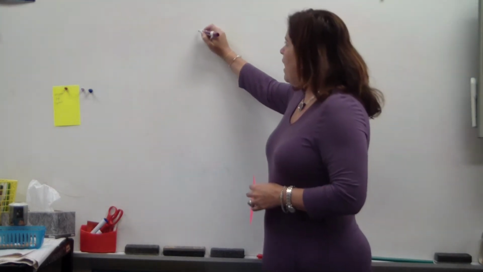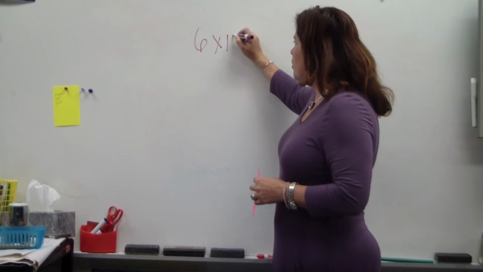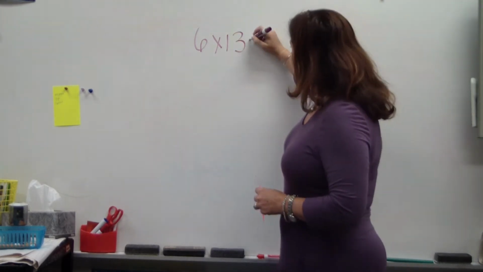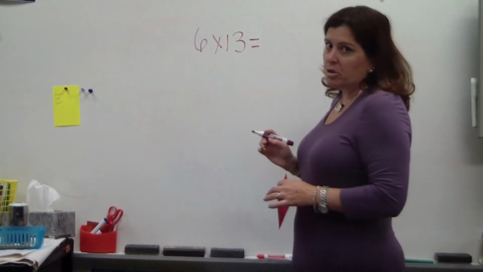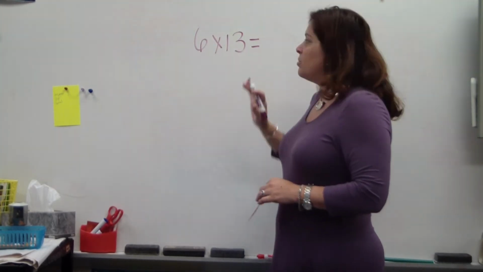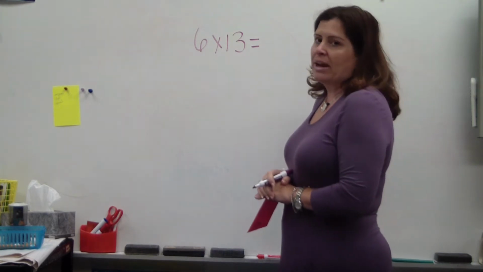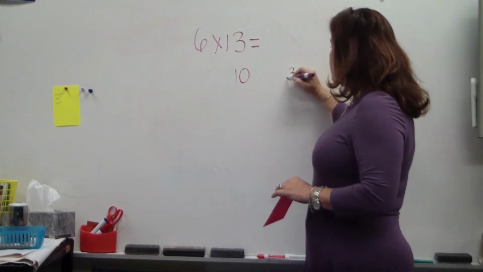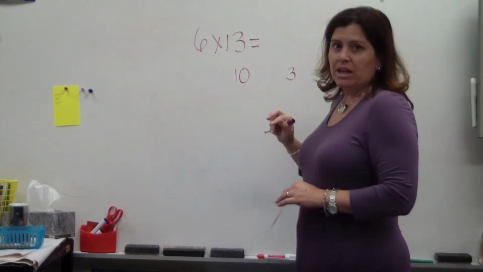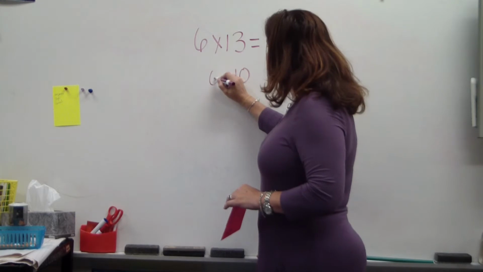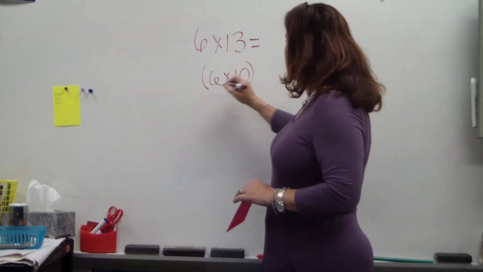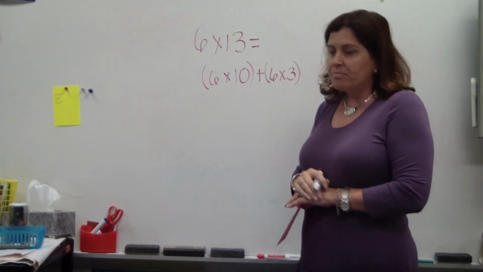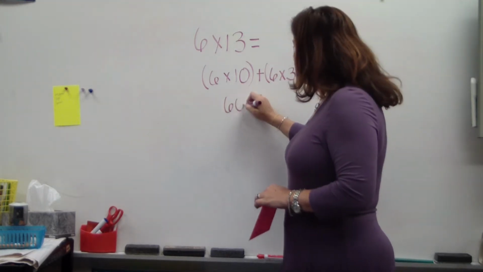So let's say we have 6 times 13, okay? And we want to figure out the product of this multiplication problem. Well, I can distribute the 13. I can break it apart into 10, and I can break it up into 3, right? 10 and 3 makes 13. Now I can do 6 times 10 plus 6 times 3. Okay? 6 times 10 is 60.